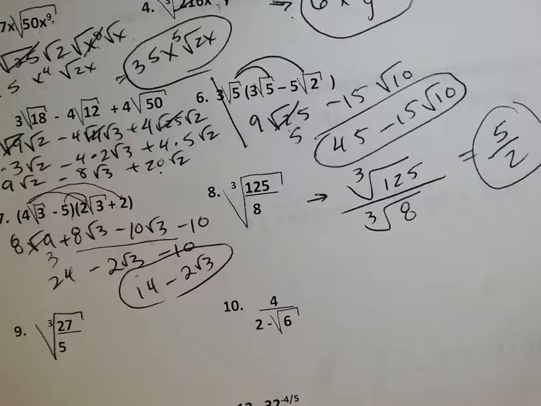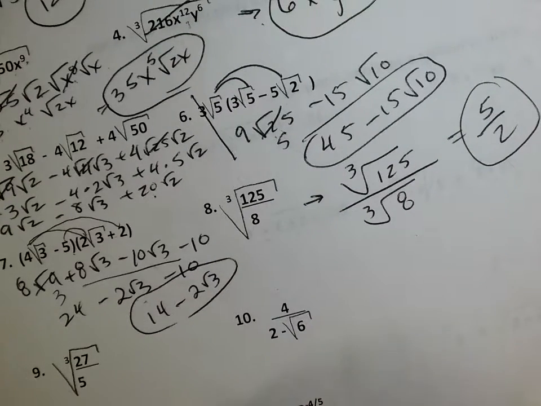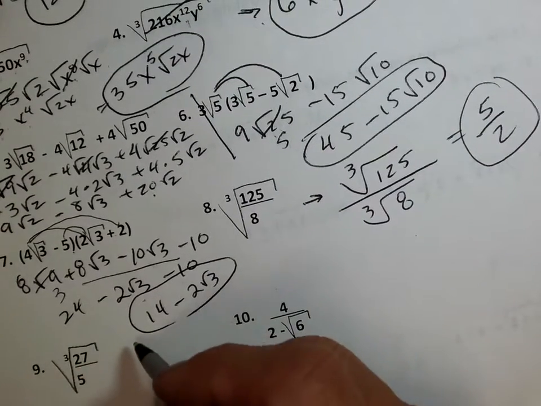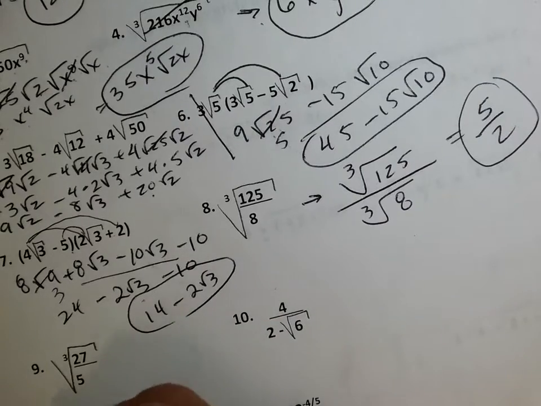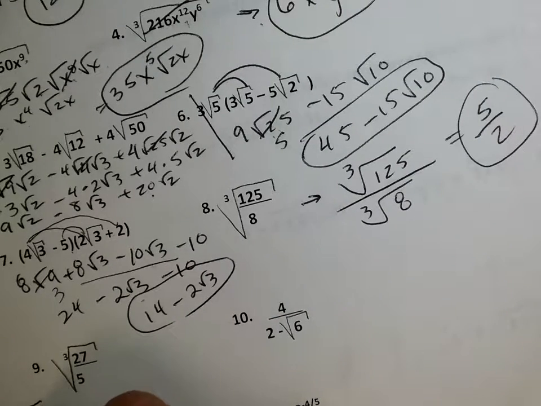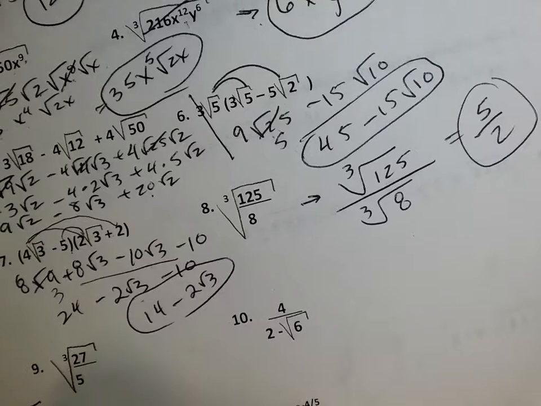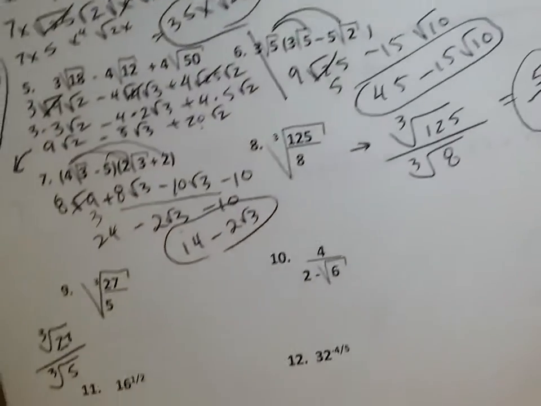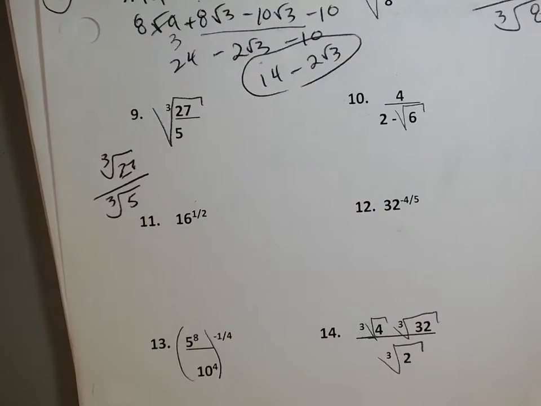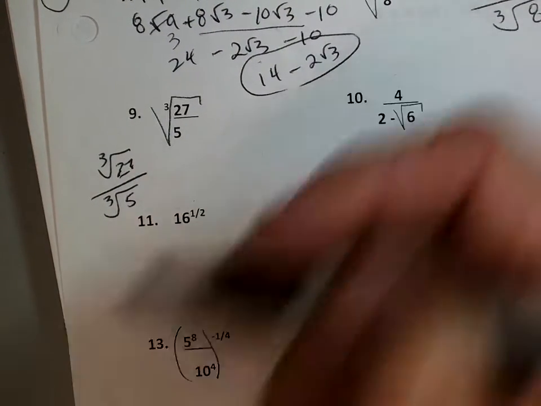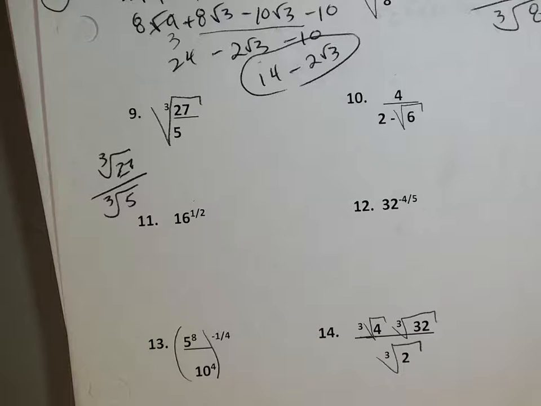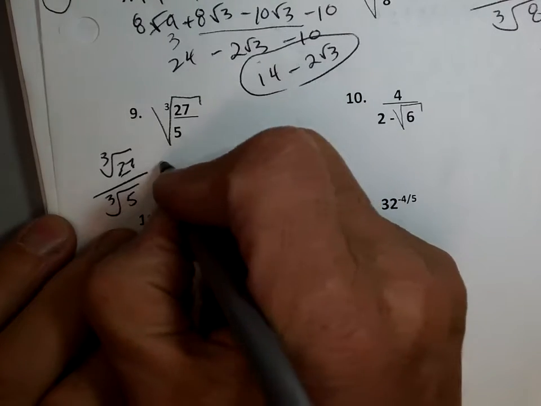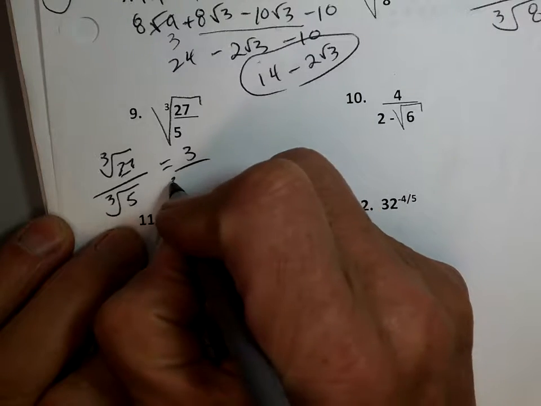All right, number 9. With number 9, what I see is 2 things. I see the cube root of 27, which is a perfect root, over the cube root of 5, which is not. So I broke it into 2 parts. Now the cube root of 27 is just plain old 3. That's one of these special numbers, 3 times 3 times 3. So I'm going to go straight to writing that as 3 over the cube root of 5.